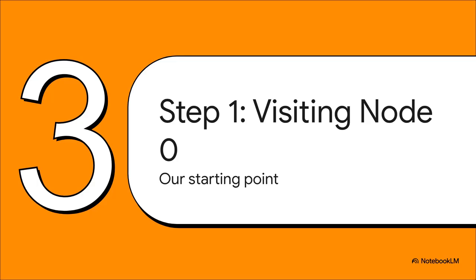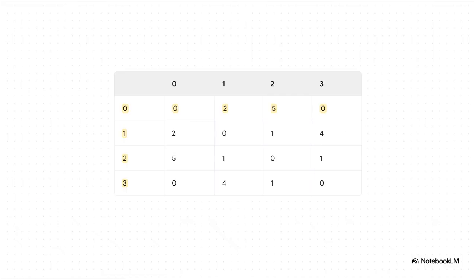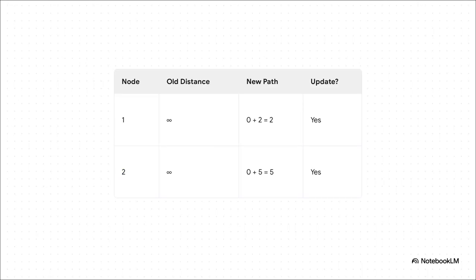All right, round 1. The first step of our mantra is pick. We need to pick the unvisited node with the smallest distance. Right now, that's a no-brainer. It's node 0 with a distance of 0. Step 2. Look. So we look at our map and see what's connected to node 0. Looks like we can get to node 1 for a cost of 2 and to node 2 for a cost of 5.